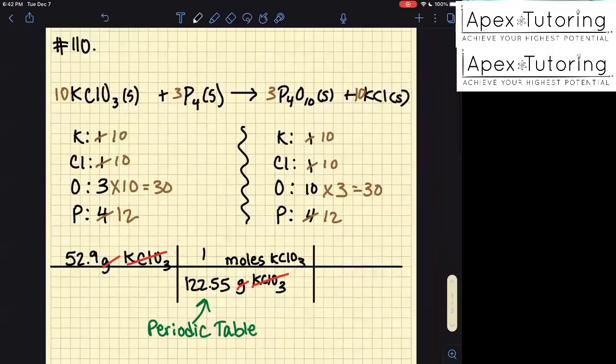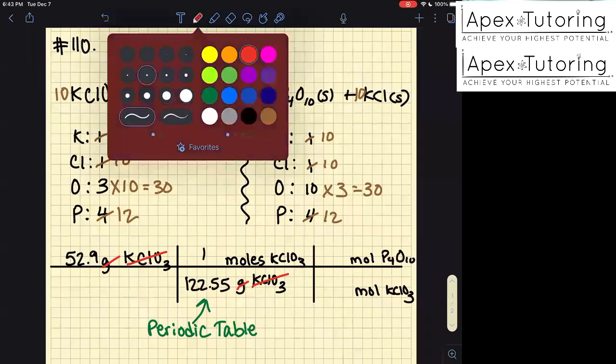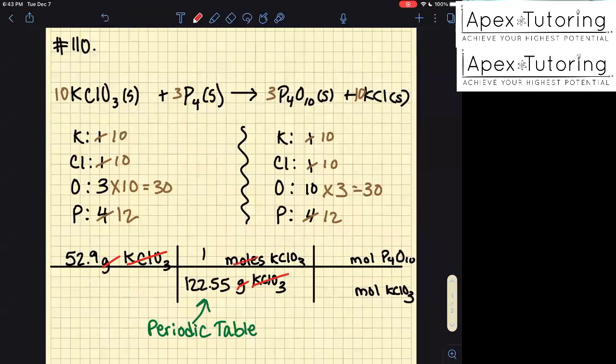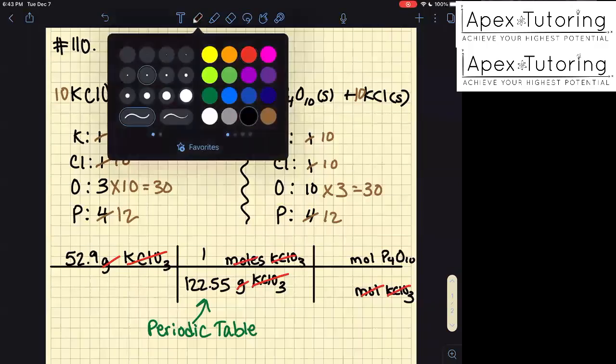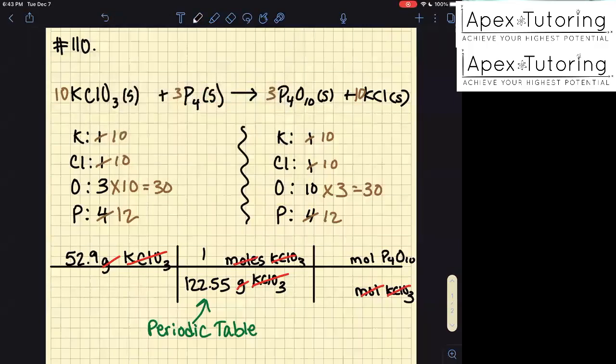But we don't actually want KClO3. They were asking about the mouthful of P4O10. So instead of moles of KClO3, which is going to go on bottom to get rid of it, we're going to do moles of our P4O10. Okay, so again, the way to decide what goes on bottom is you want it to be able to cross off with what was on top. And then we're trying to change into the substance that they asked us for, which is P4O10.